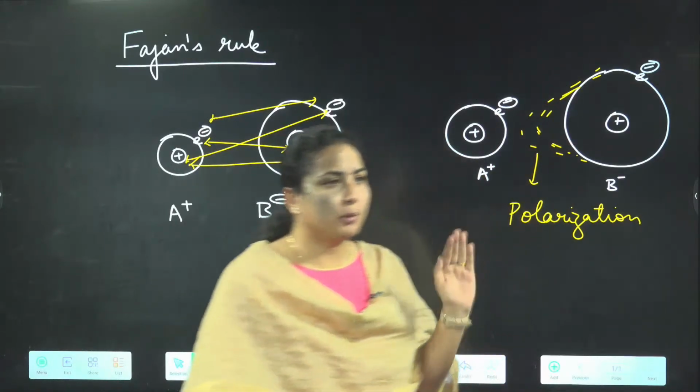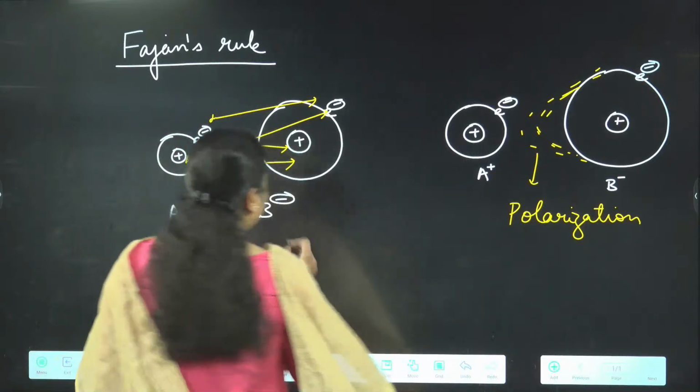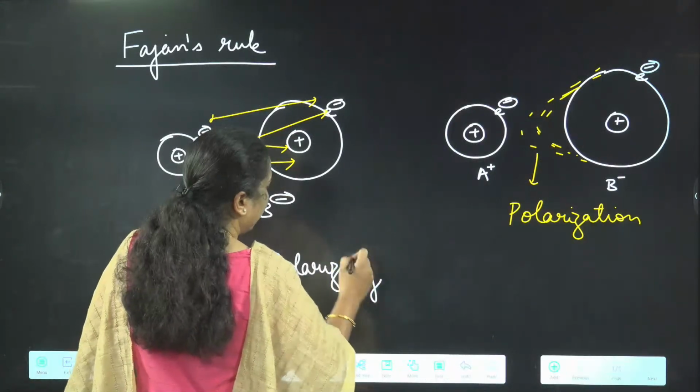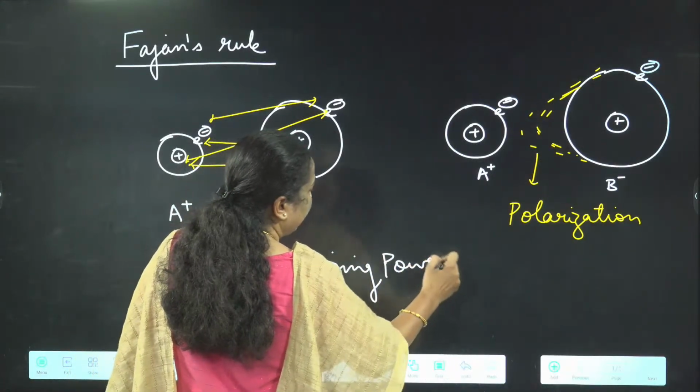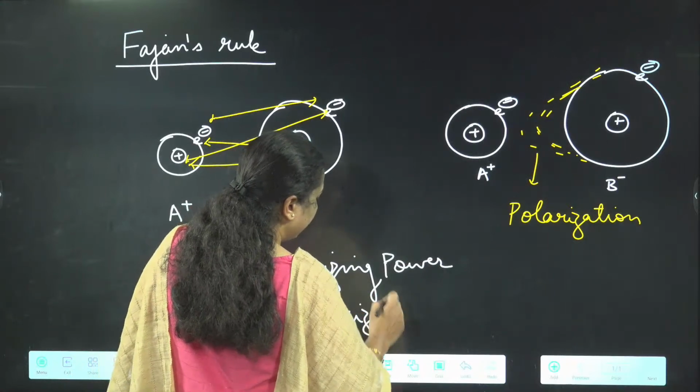That is basically polarization. Now there are two more terminologies. One is polarizing power, right? We'll write the notes, don't worry about it. And another one is polarizability.